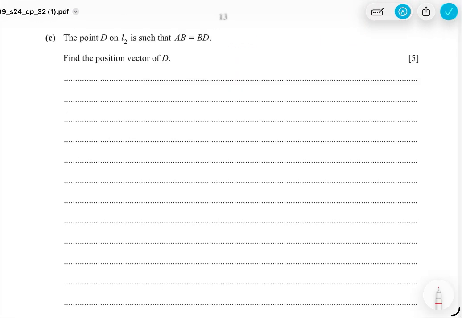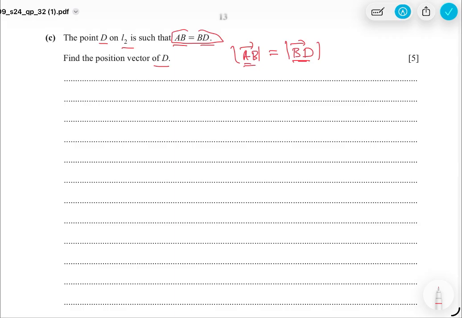Now let's try this question, learners. The point D on L2 is such that AB equals BD. Okay, AB equals BD. Find the position vector of D. First, let us try to understand this. This means that the magnitude of AB vector equals the magnitude of BD vector. So, to find the magnitude, first let us find AB and BD vectors. Are you ready with me, learners?